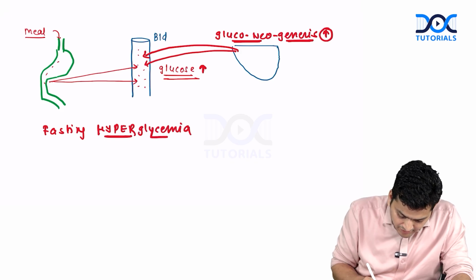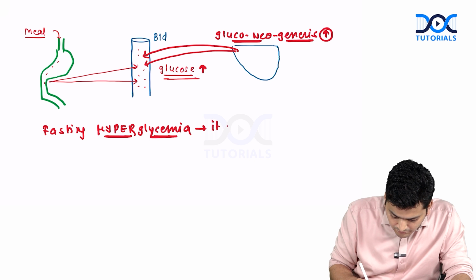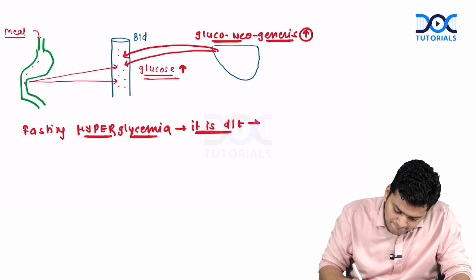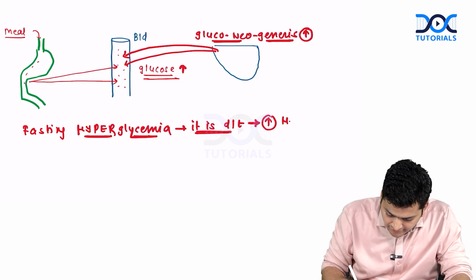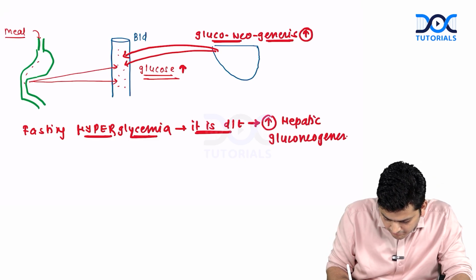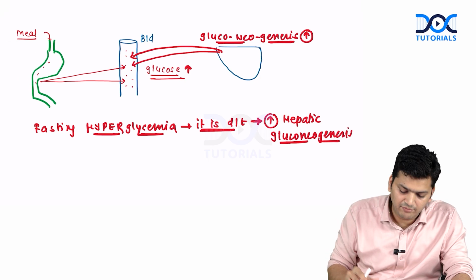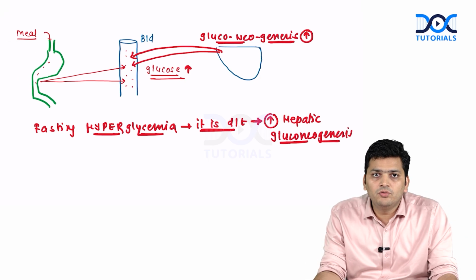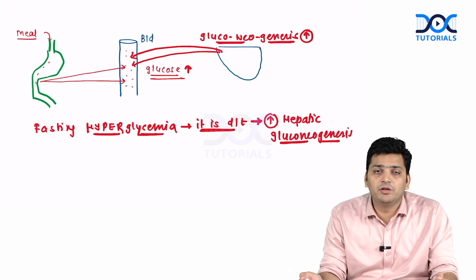Fasting hyperglycemia is due to an increase in the hepatic gluconeogenesis. Hepatic gluconeogenesis is occurring more. So we have discussed different pathways related to glucose and different pathways related to the glycogen.